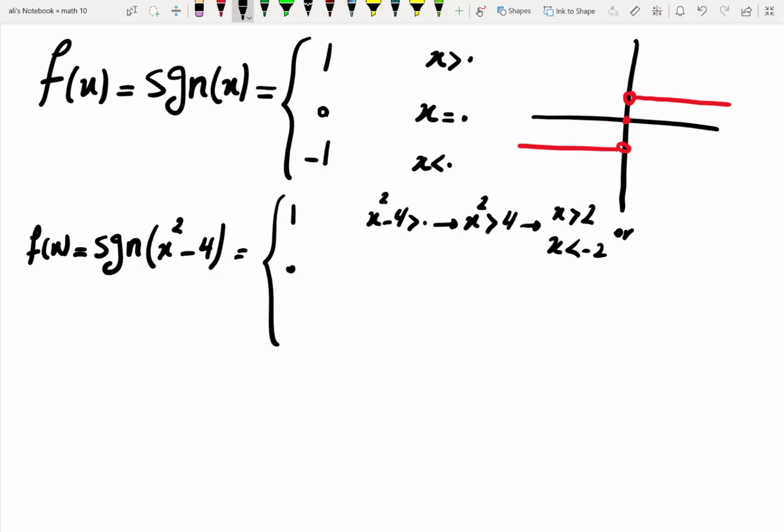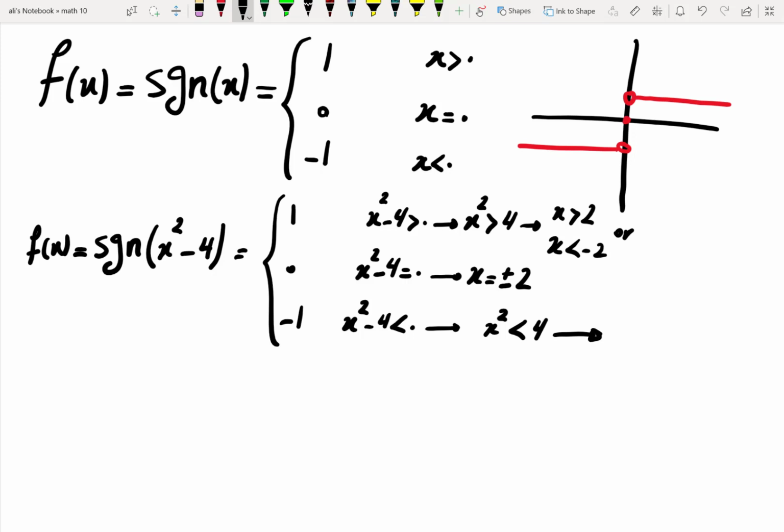The value of the sine function is 0 when the input of this function is 0, and x to the power of 2 minus 4 is equal to 0 when either x is equal to 2 or it is equal to -2. And the value of the function is equal to -1 when the input is negative, when x to the power of 2 minus 4 is negative, when x to the power of 2 is smaller than 4, that is, x is between 2 and -2.